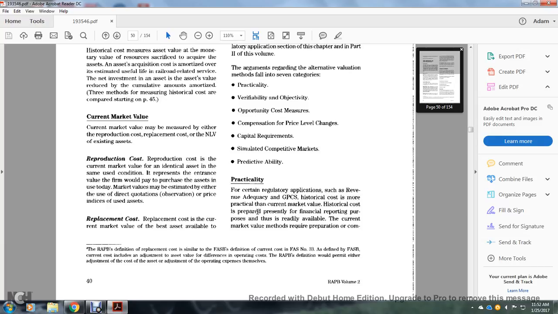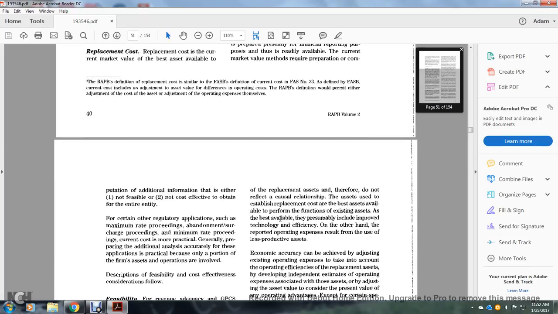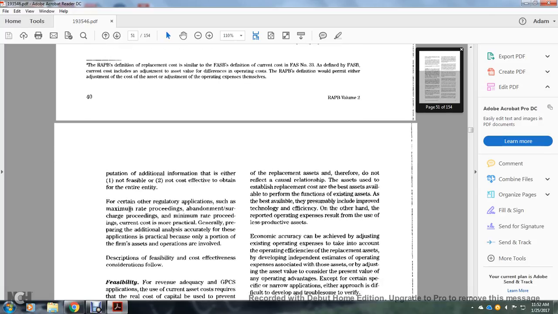Practicality: for certain regulatory applications, for revenue adequacy and the government purposing costs, general purpose cost system, historical cost is practical, as historical cost is prepared presently for financial reporting purposes and is readily available. The current market value methods require preparation of computation with additional information that is either 1, not feasible, or 2, not cost effective to obtain for the entire entity.